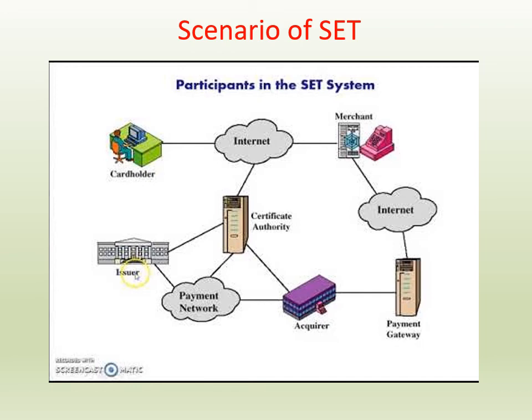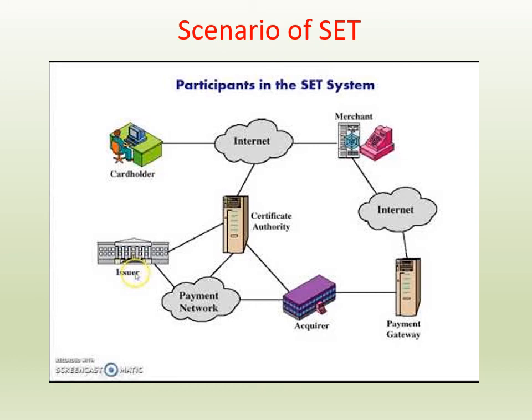Participants in a SET are: cardholder. Cardholder is a customer. Issuer is a customer's financial institution. Merchant is the vendor. Acquirer is a merchant's financial institution. Certificate authority is an authority which follows certain standards and issues a certificate to all other participants.